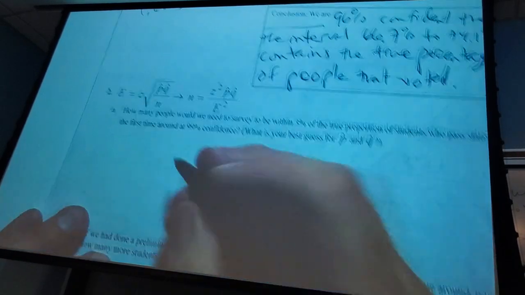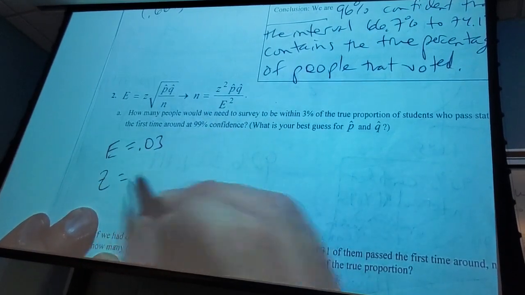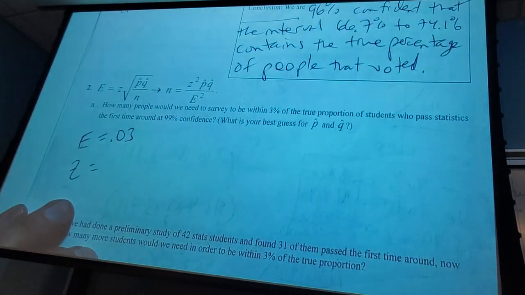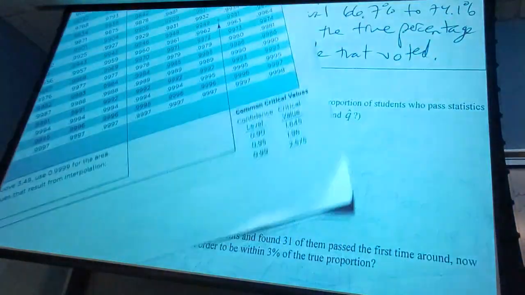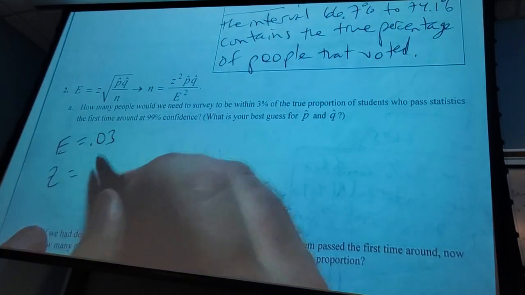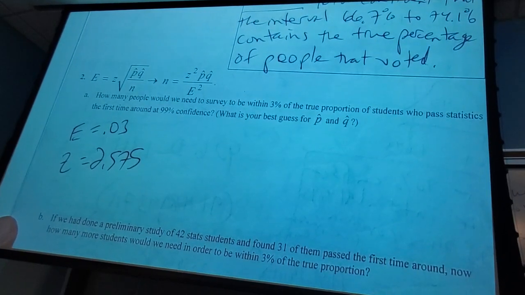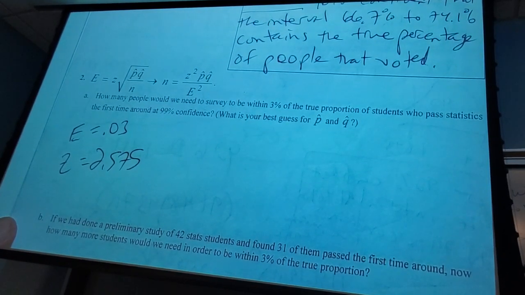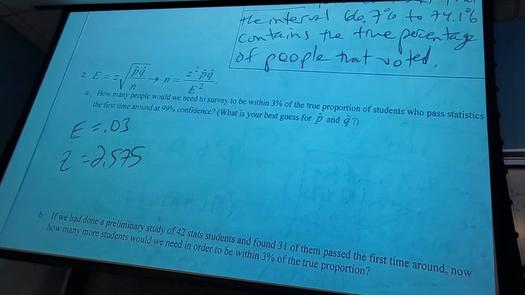What's Z? How do I tell what Z is? They're looking for how confident do we want to be? 99%. Yeah. So, can you look at the little baby chart? 99% confidence, 2.575, kick ass. So what are we still missing to be able to use this formula? P and Q. P and Q, I love it.